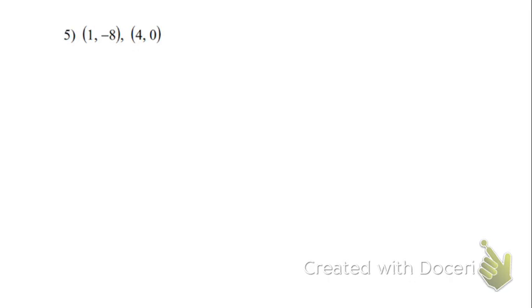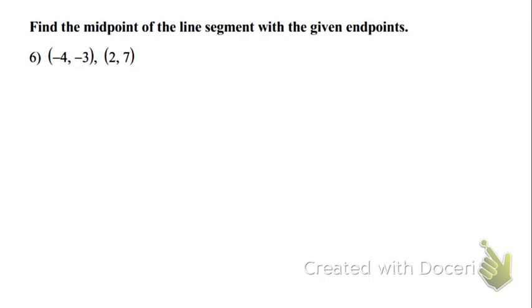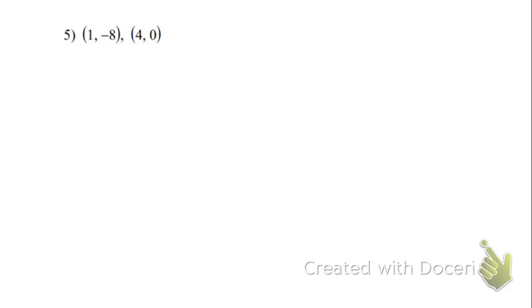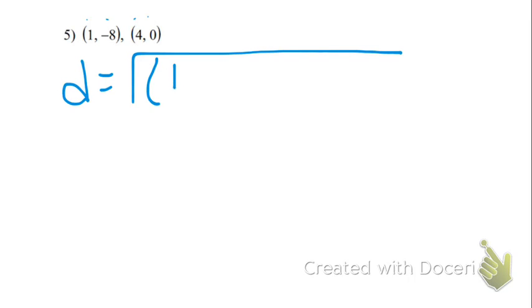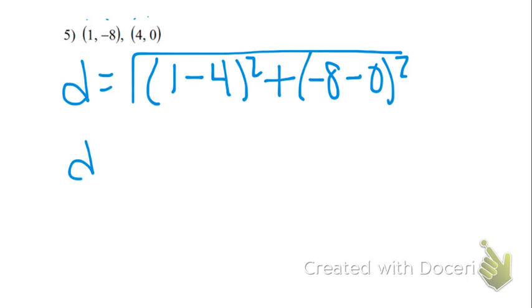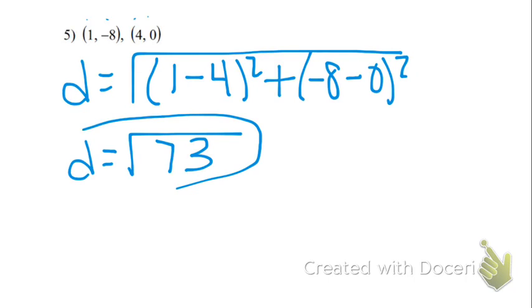So doing the same thing here for number 5, we've got x1 and y1, x2 and y2. So our formula, square root 1 minus 4 squared plus negative 8 minus 0 squared. Again, we don't actually type the square root, just what's underneath the square root in our calculator, and when we do that, you get 73. And hopefully you know that 73 can't be simplified, so you're done.